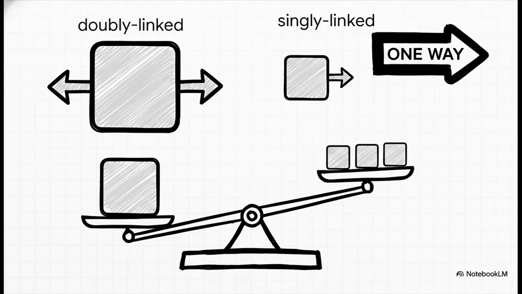Now, why on earth would you want that? Simple. Memory. By ditching that previous pointer, every single node gets smaller. This makes forward_list the absolute most memory-efficient linked container there is. So if your job is just to process a sequence from start to finish, and you need those efficient insertions along the way, this is your lean, mean, memory-saving machine.